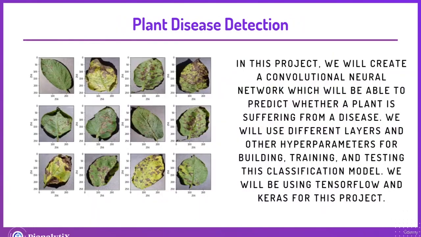In this project, we will create a convolutional neural network that will be able to predict whether a plant is suffering from a disease or not. We will be using different layers and other hyperparameters for building, training, and testing this classification model. This model is mainly built using TensorFlow and Keras.